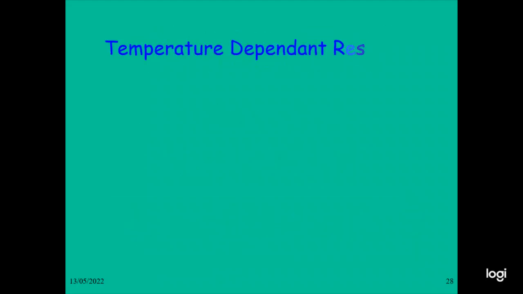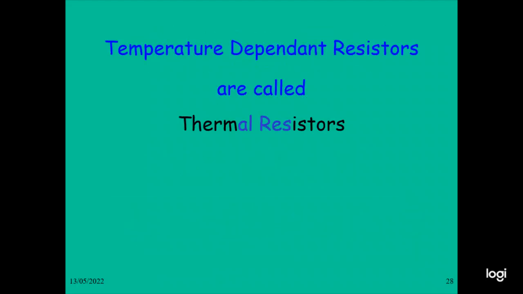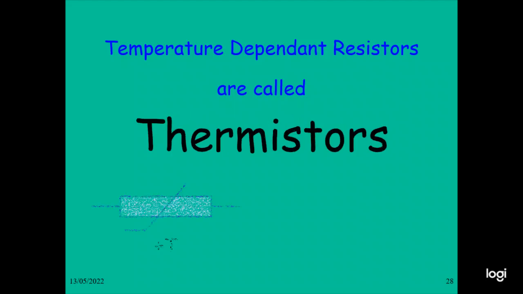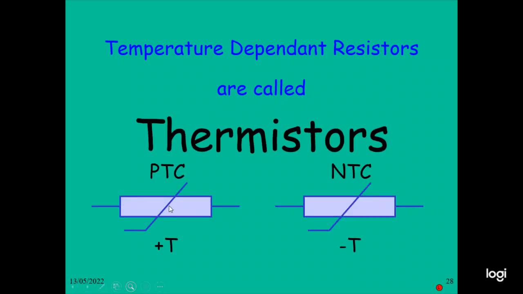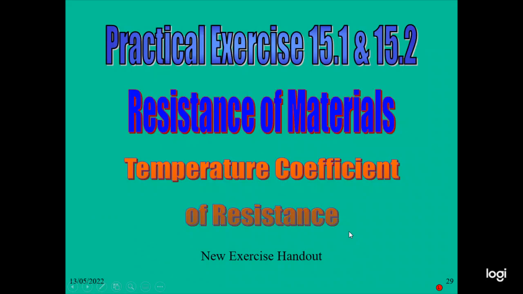The resistor whose resistance depends on temperature is called the thermistor. So these are the PTC and NTC types of thermistor. Then we also have to follow the temperature coefficient.